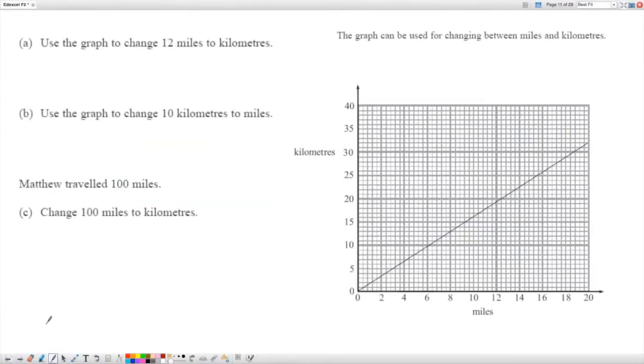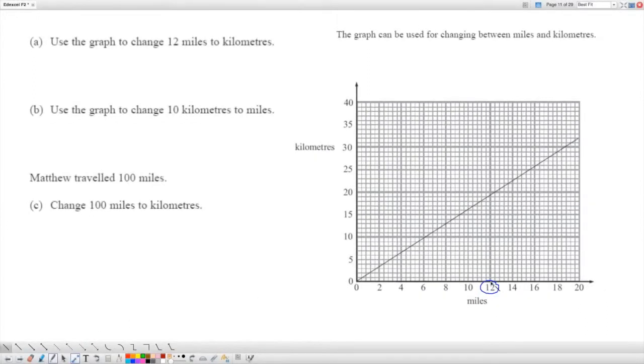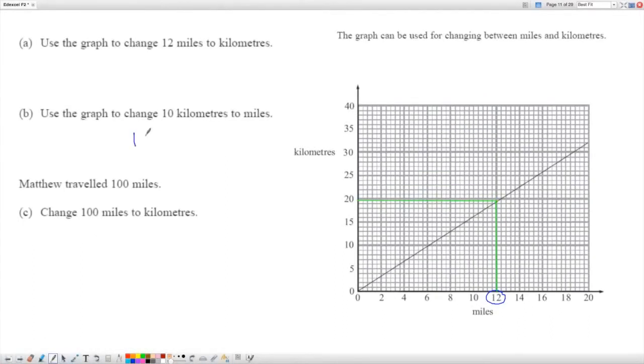So this is a conversion graph that can be used to change between miles and kilometres. First off, we've got to use it to change 12 miles into kilometres. So again, taking your ruler, on the x-axis we're going to 12, going up to the conversion line and across, coming out here with a value. 15 is here, 16, 17, 18, 19 point, or it's close to 20. I'm going to say here 19.8.